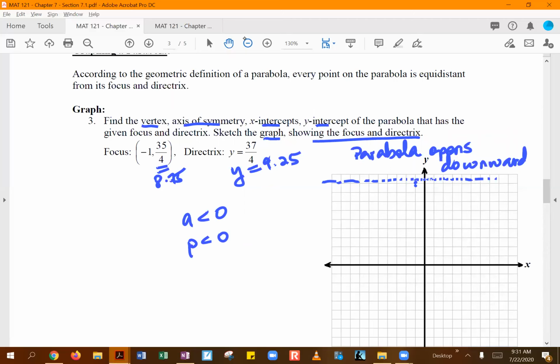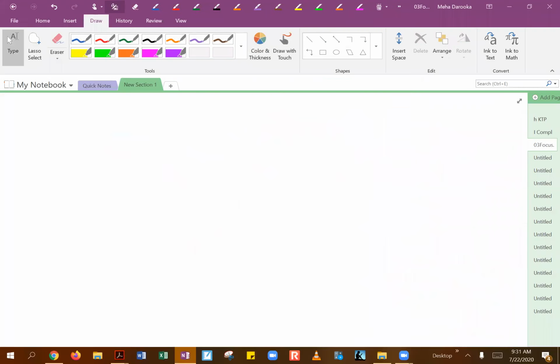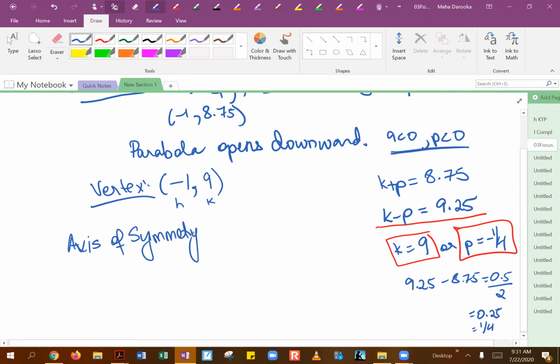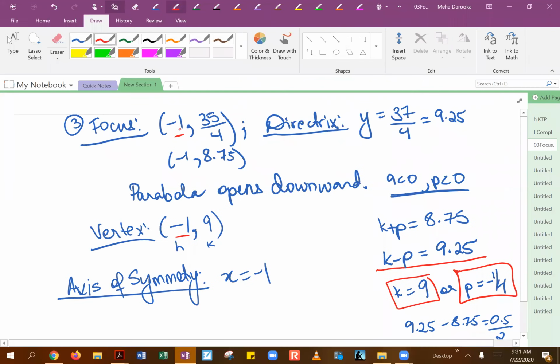Now the axis of symmetry, again, if you remember our characteristics from chapter 3, your axis of symmetry will always pass through the vertex, and in this case it passes through the vertex and the focus. So your axis of symmetry is going to be x equals -1. So it's basically using this x coordinate from your focus and your vertex. So the axis of symmetry is going to be at x equals -1.